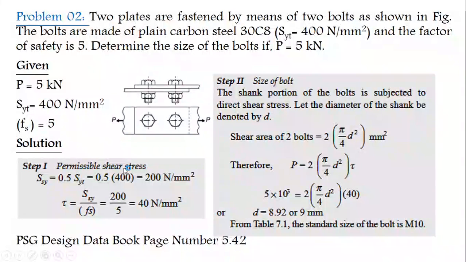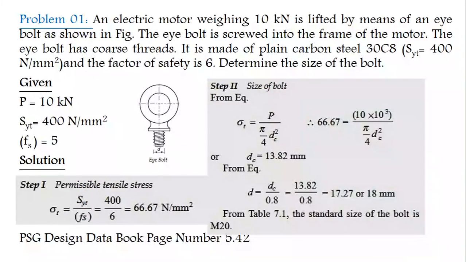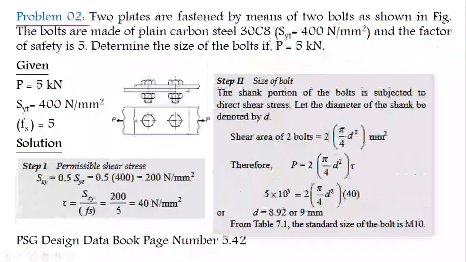The solution. Step 1, permissible shear strength. In the previous problem the load is acting as a tensile load. Here the load is acting as a shear load, because the load is acting perpendicular to the axis of the bolt here.